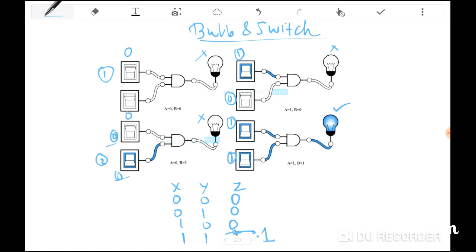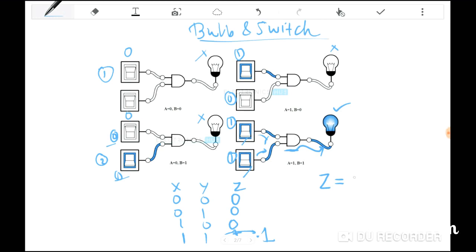Why so? Because as you can see, both the switches are in the on condition. So the current is flowing through this AND gate, and through this AND gate it's going to the bulb, making the bulb glow.